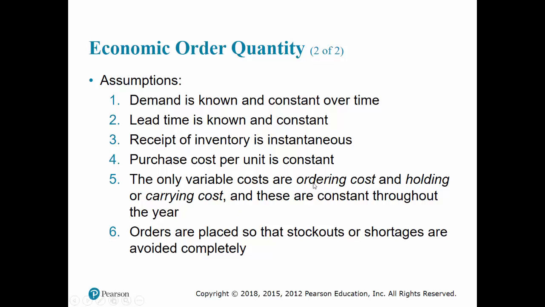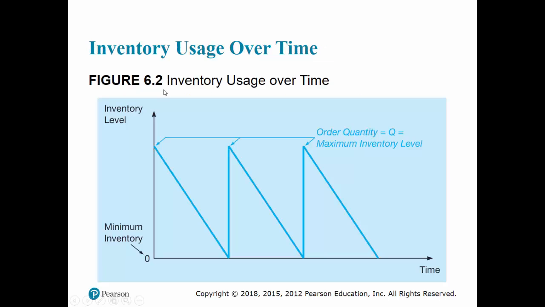Okay, now that we have established that these are the only two costs that we have to account for, ordering cost and holding cost, let's look at how to develop expressions for those two costs. And for that, we need to look at what actually happens to inventory over time. So here is a graph that represents how much inventory we will have in stock given the assumptions.